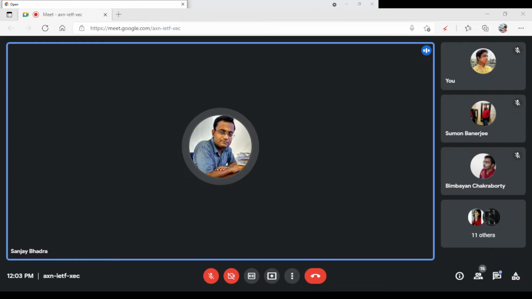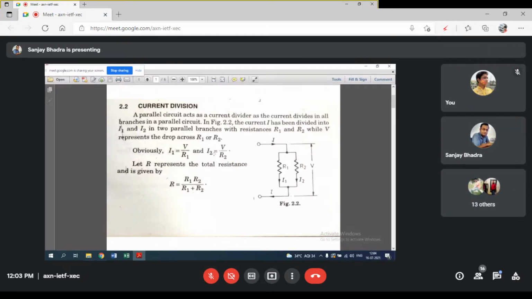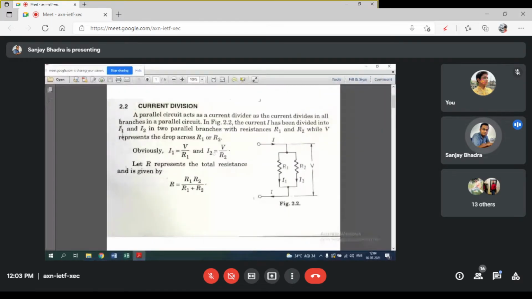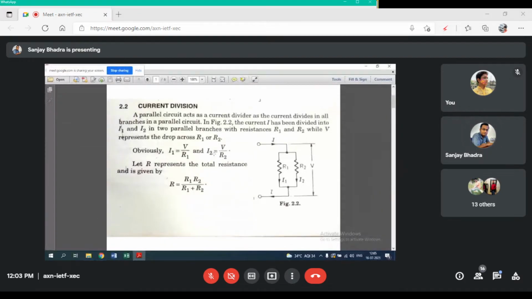Now we'll start off with the current division rule. The current division rule is applicable only in case of parallel circuits, not in case of series circuits. Take a live example, the way I was discussing the last day. Let's say we have our UEM campus, and once we start our journey, we go straight towards Narkel Bagan. Once we get into Narkel Bagan, there is one direction towards the airport and the other heading towards Sector 5.